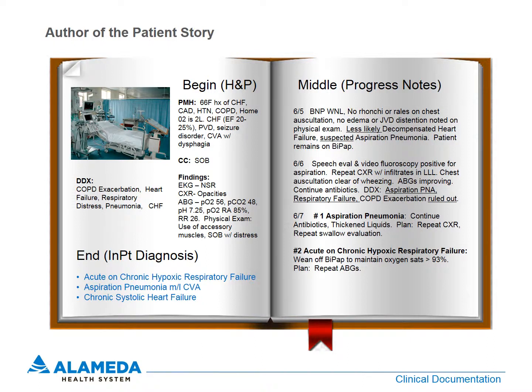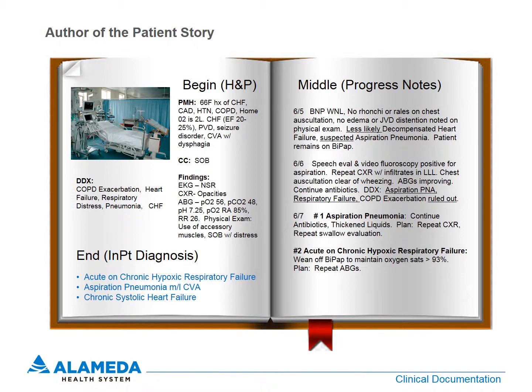So your patient comes in, a 66-year-old female with a history of CHF, CAD, hypertension, COPD, on home O2 at 2 liters, CHF with an EF of 20 to 25%, PVD, seizure disorder, CVA with dysphagia. What does the patient present with? The chief complaint is shortness of breath. They come to the emergency room with shortness of breath.